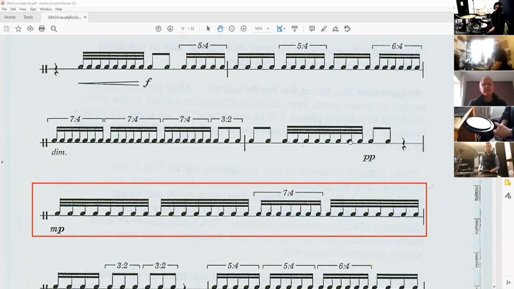1 and the 1 and the 2 and the 2 and the 3 and the get the 4 and the 4 and the 1, 2, 3, 4. Chicka chicka chicka chicka. 1 and the 1 and the 2 and the 2 and the 3 and the get the 4 and the 4 and the 1.